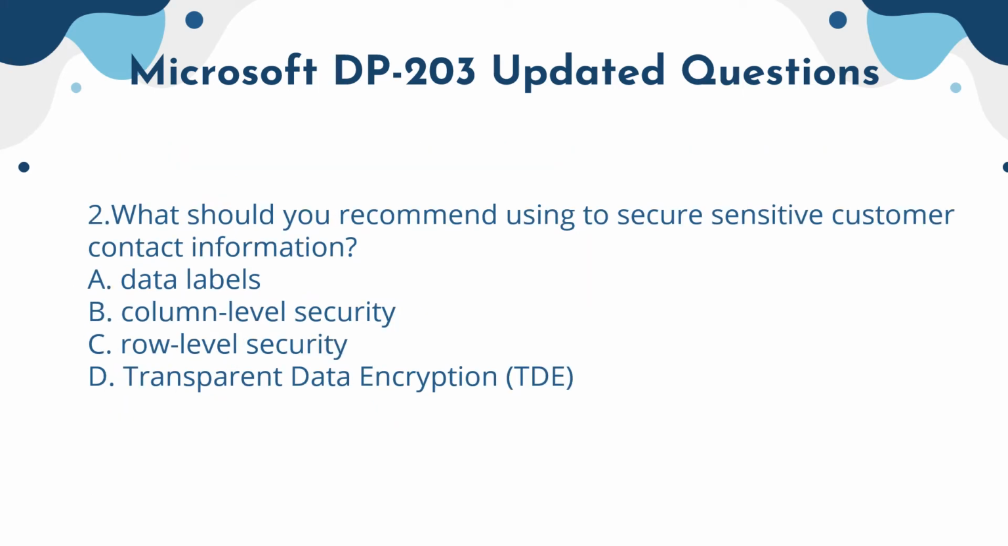2. What should you recommend using to secure sensitive customer contact information? A. Data labels. B. Column level security. C. Row level security. D. Transparent data encryption, TDE.